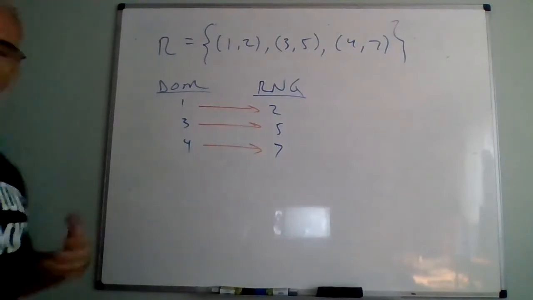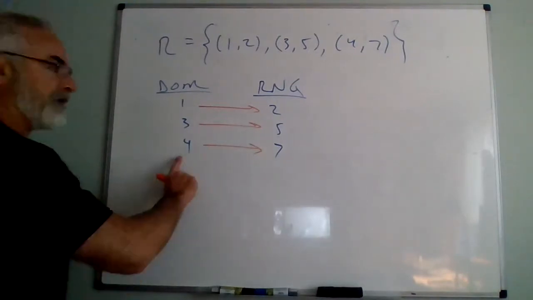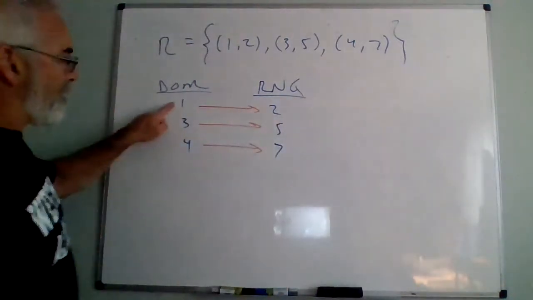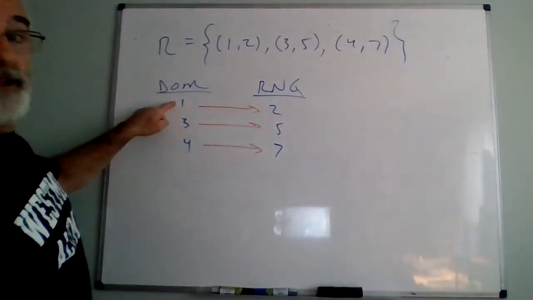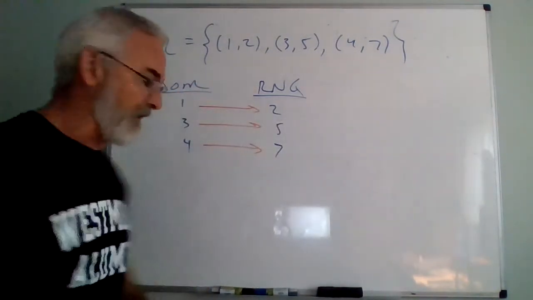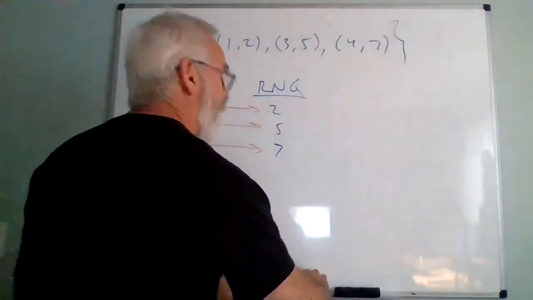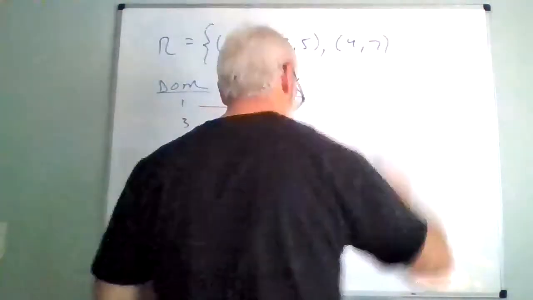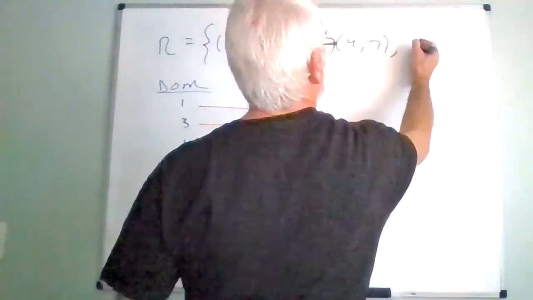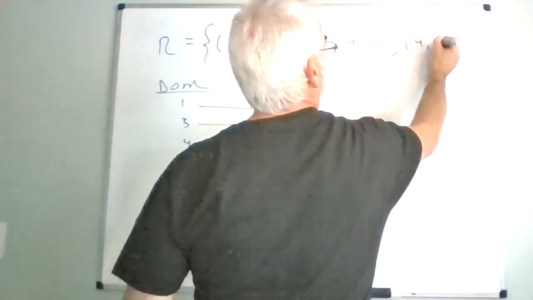So the definition that we use for a function generally is each element of the domain has a unique image. In linear algebra, we call this guy the pre-image and we call this guy the image. Those still mean the same thing in this context. So now I'm going to add to my set for the purposes of illustration here. Let's say, (4,9).